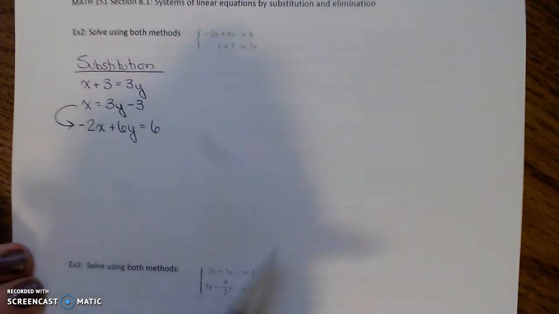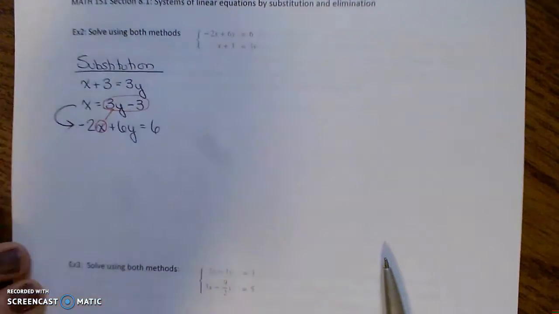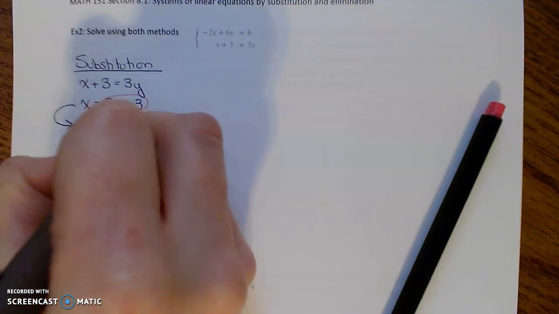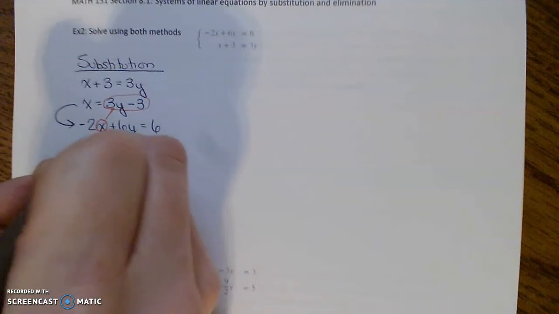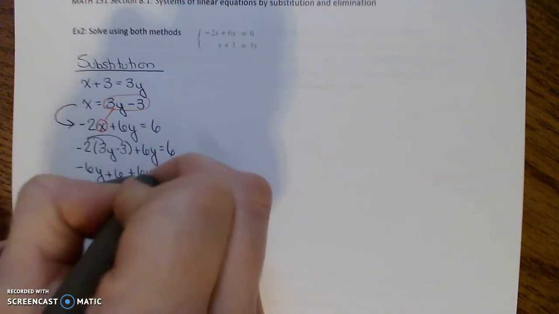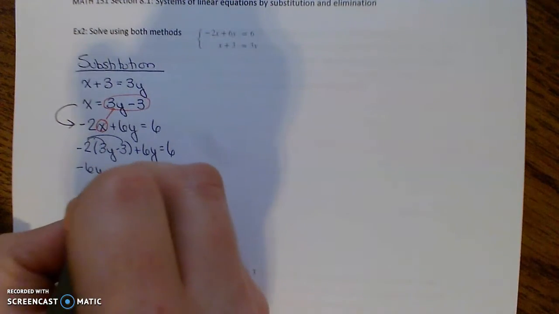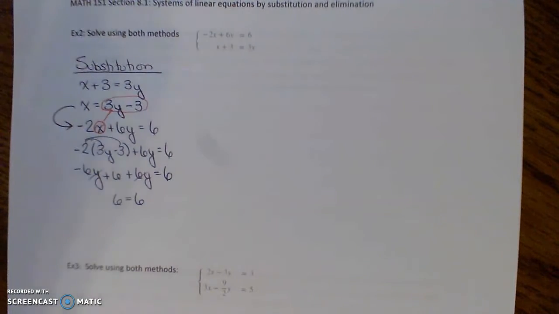So noticing here, I'll replace x with 3y minus 3. So I've got negative 2 times (3y minus 3) plus 6y equals 6. Continuing here, we get negative 6y plus 6 plus 6y equals 6. And combining my like terms here, negative 6y plus 6y, those add to 0. We just get 6 equals 6. Notice what I have. It is an equation, but it's still a true equation.